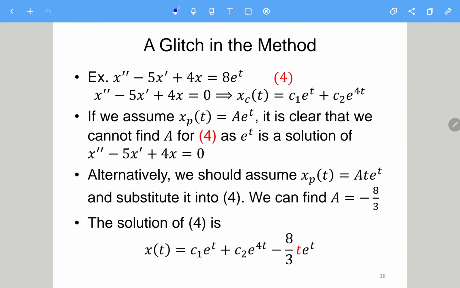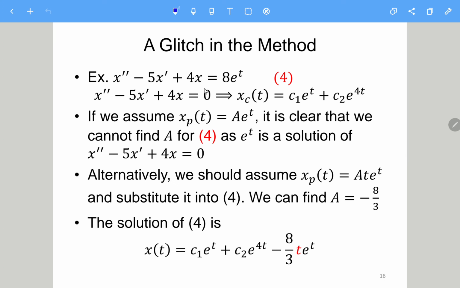Okay, so up to here, you can solve at least 80% of the constant coefficient ODE. But there is a glitch here. Just take a look at this example. If we have an equation like this, x double prime minus 5x prime plus 4x equals this one.